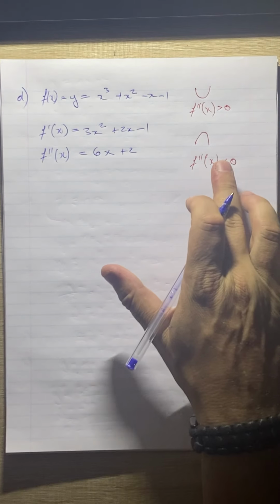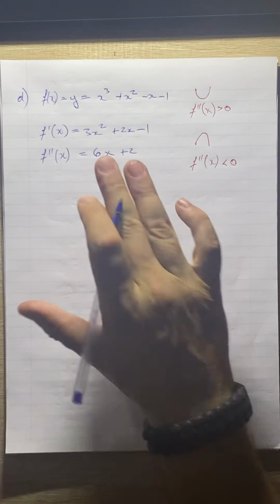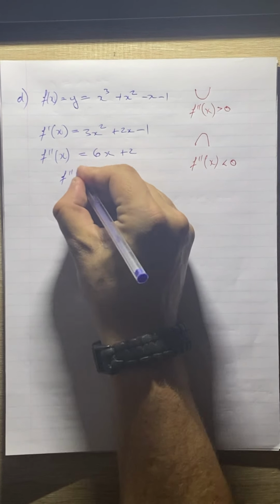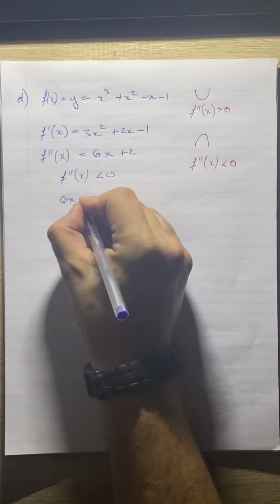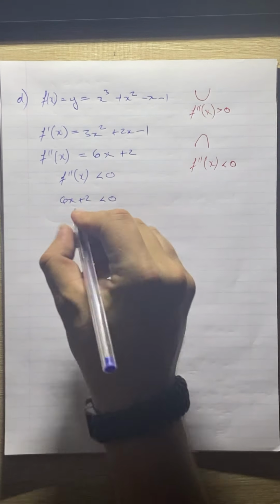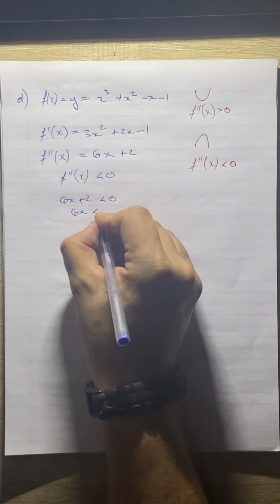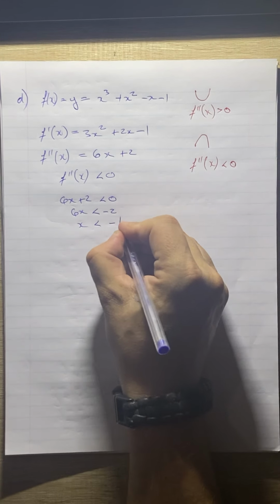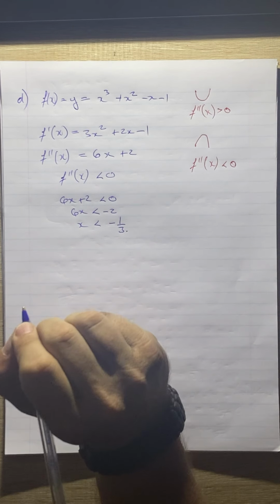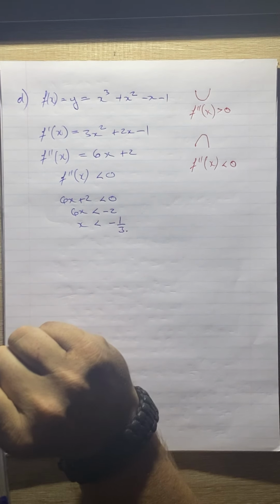Now, for concave down, we need to take our second derivative and set it less than 0. So we get 6x plus 2 less than 0. So 6x is less than minus 2. So x is less than minus 1 over 3. And that's where your graph will be concave down.